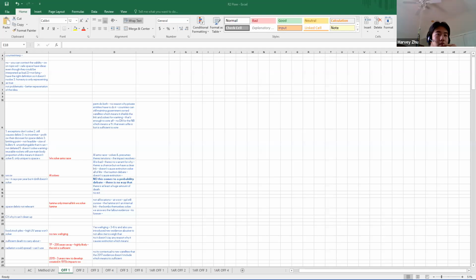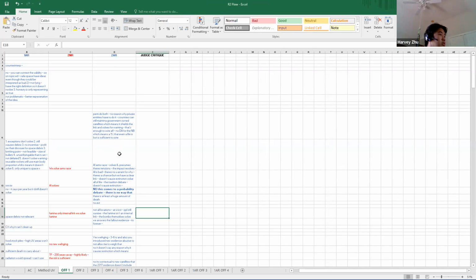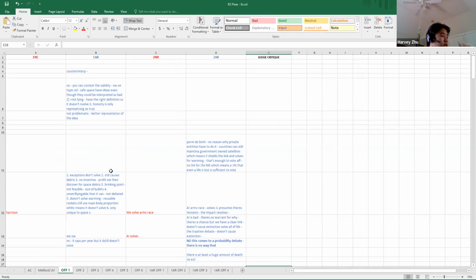And I do flow on laptop, especially since this was online. Okay, so this is an example of a flow. As you can see, let me try scrolling. Yeah, okay, as you can see, a lot of the stuff on the bottom. This is the AC, so affirmative case. The underview is basically like the underview.